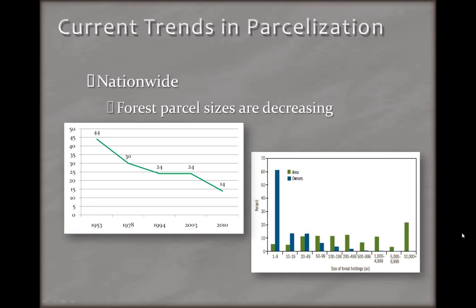We're also seeing some nationwide trends in survey data, forest inventory survey data, and we are noticing that forest parcel sizes are decreasing. In fact, since about 1953, private forest land parcels have decreased from about 44 acres per non-industrial private landowner to about 14 acres. And that's causing concern because the smaller the parcel size, the less likely you are to manage for forestry.